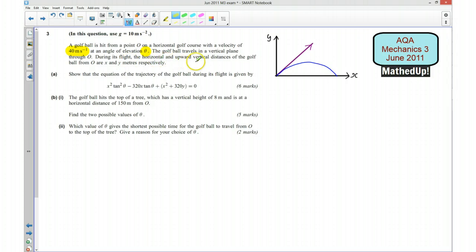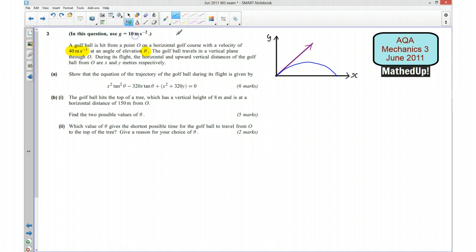The golf ball travels in a vertical plane through O. During its flight, the horizontal and upward vertical distance of the golf ball from O are x and y meters respectively. We need to first of all show that the equation of the trajectory of the golf ball during its flight is given by this equation here.